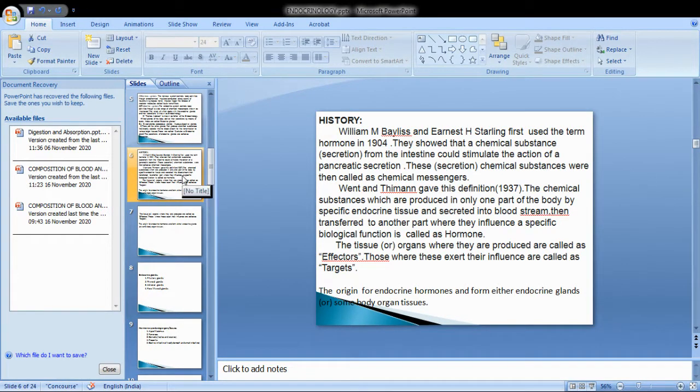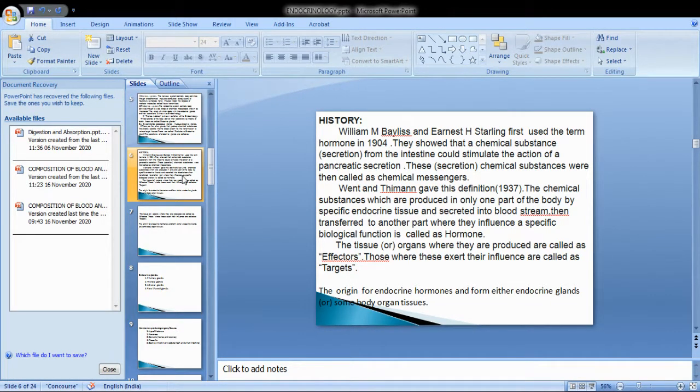Next, let us know about the history, how the endocrine system originated, how the hormones are called chemical messengers. Who invented these hormones? William M. Bayliss and Ernest H. Starling first used the term hormone in 1904.